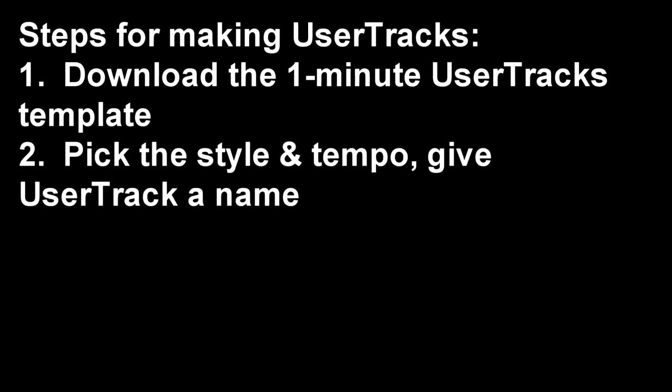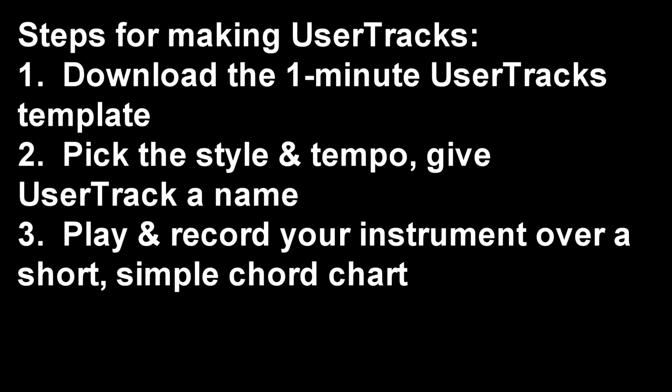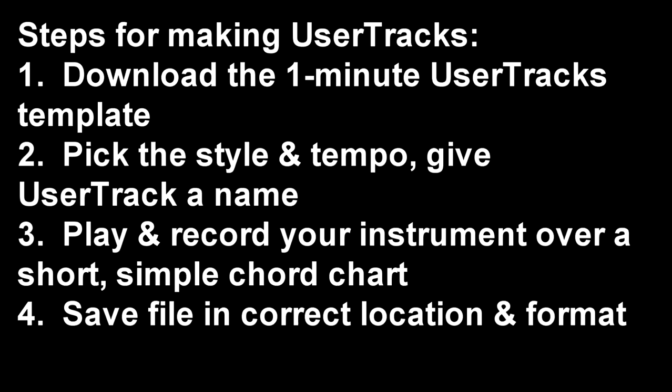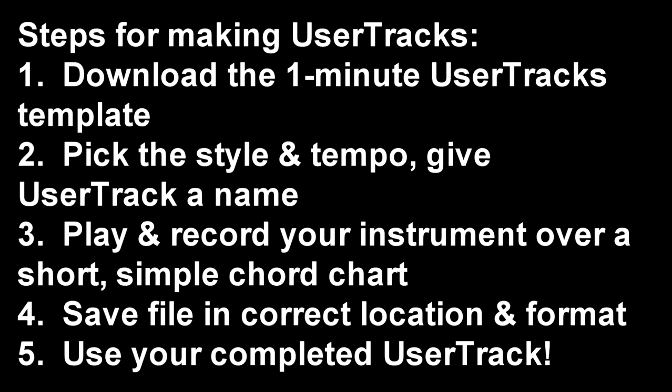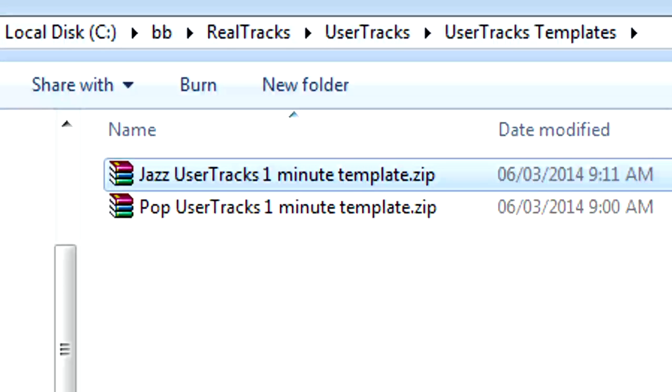So I'm about to make a ukulele UserTrack, and the steps of making UserTracks include: Step 1, downloading our 1-minute UserTracks template. Step 2, picking the style and tempo you want to record at and giving your UserTrack a name. Step 3, playing and recording your instrument playing over a short, simple chord chart. Step 4, saving your file in the correct location and format, at which point the UserTrack is finished, and you can then go to Step 5. Use your completed UserTrack.